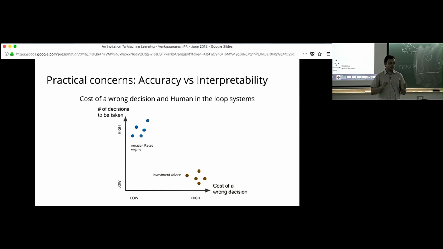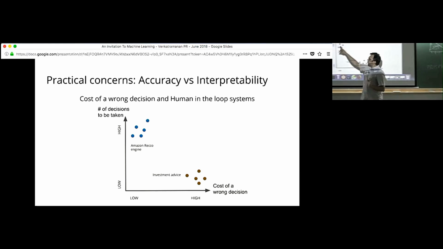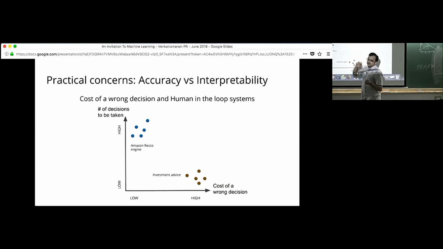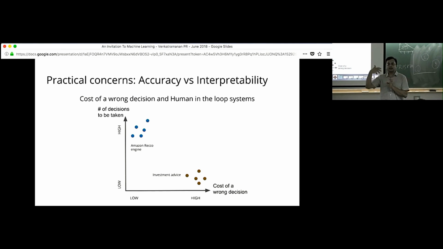And if I make a wrong decision, that person is not going to come to me again, right? But the number of decisions to be taken there is one, right? So depending on this trade-off, you need to figure out what kind of a system you want, right? There comes in the idea of a human-in-the-loop system. So here I'm getting into what are some practical concerns to keep in mind when you build or apply machine learning, right?